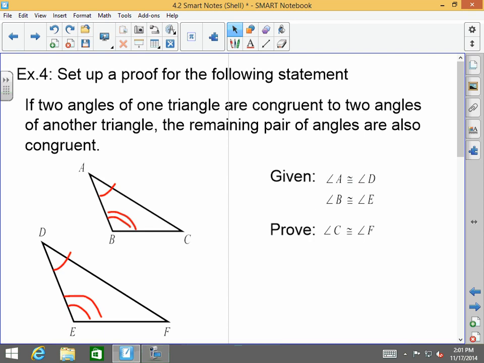Could you have made C to F congruent and B to E congruent and then prove A and D are congruent? Sure. Any combination there. But just make sure that you have corresponding congruent angles. Okay?